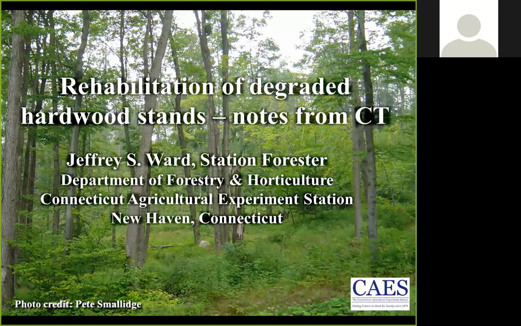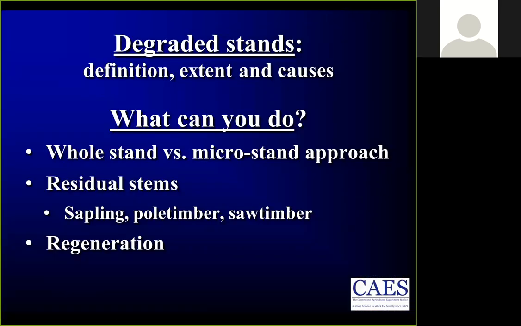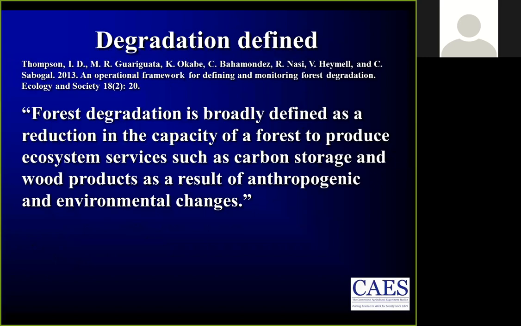So what we're going to cover today, we're going to first of all talk about the definition of what is a degraded stand or a poorly stocked stand, the extent of how much they are across the Northeast landscape, and then we'll talk about what you can do, a whole stand versus a micro stand approach, and I'll very definitely give you my opinion on that. And when you do that, what do you do with residual stems that are in a degraded stand, everything from the sapling to the pole timber to the saw timber? And also talk about the regeneration that's present on the stand.